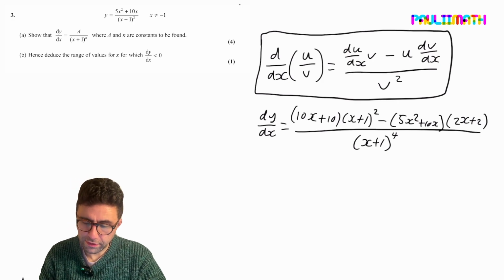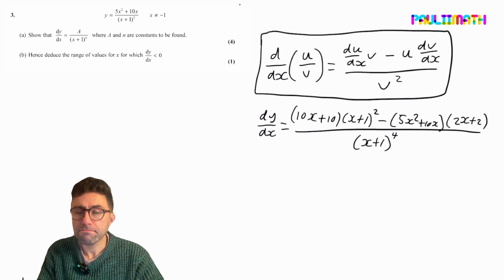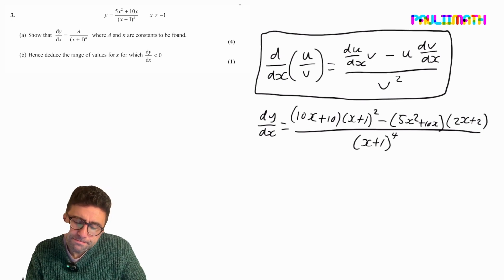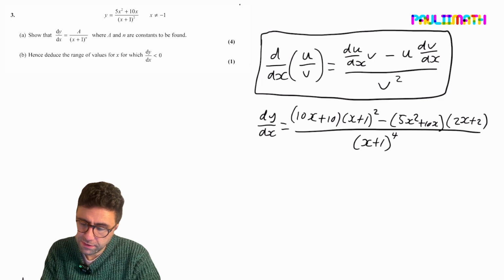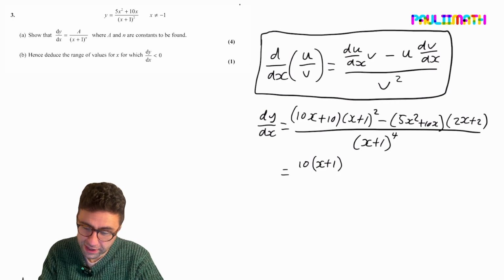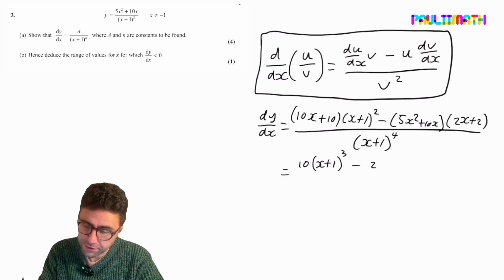How are we going to get from this shambles to that beautiful form they've got there? Could expand it out. I choose not to because it looks painful, and there might be something else we can do here. If I pull out 10, then I'll get x plus 1, another x plus 1. So you'd actually get (x plus 1) cubed. And then here you could actually pull out a 2 and you get 5x squared plus 10x times (x plus 1).